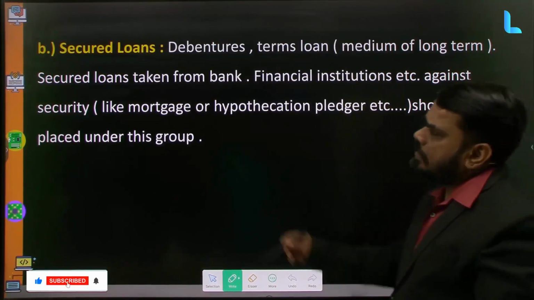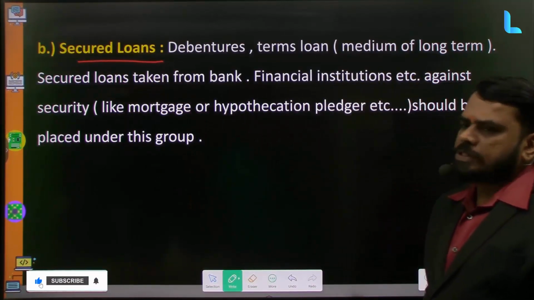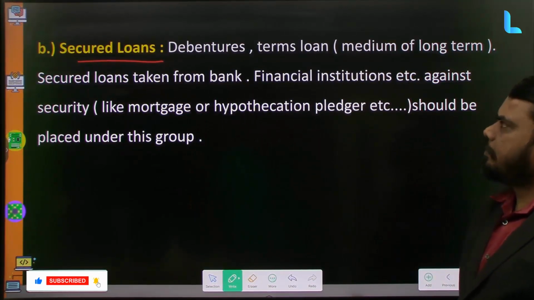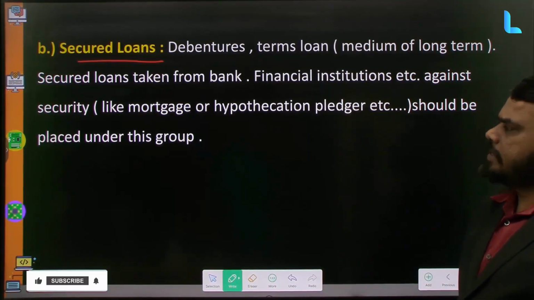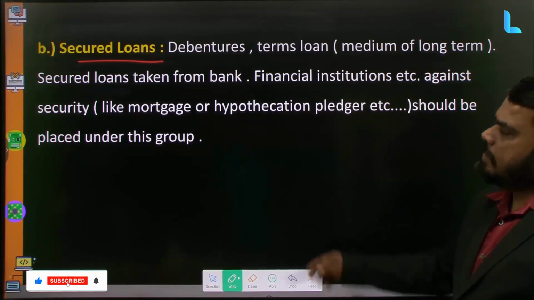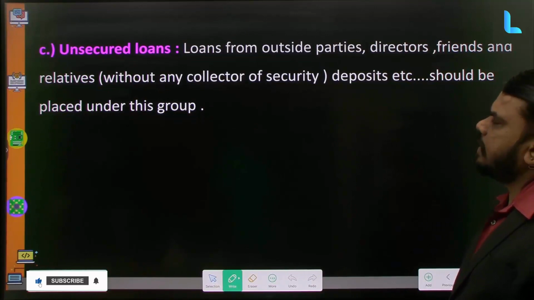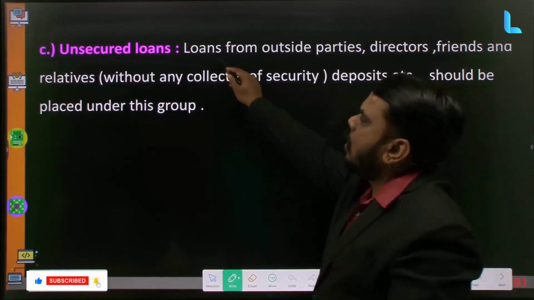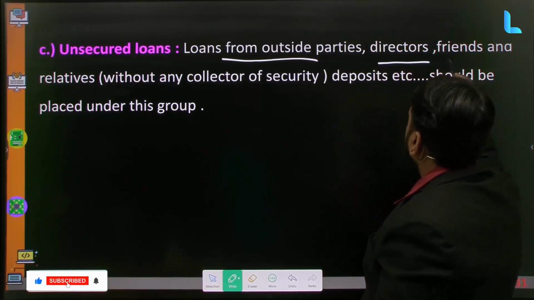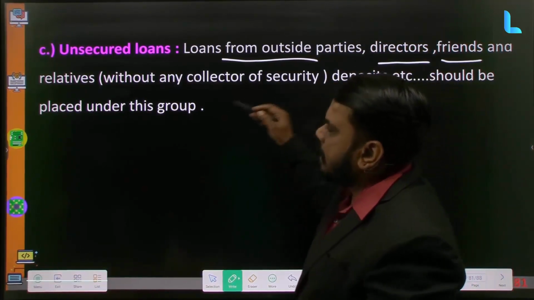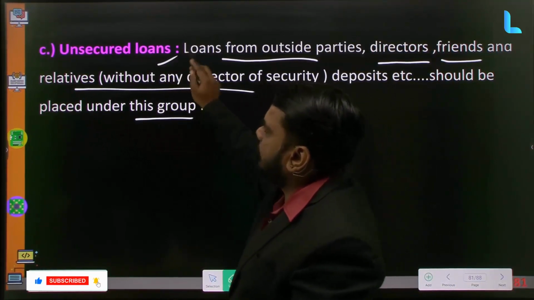Then we have secured loans. All the debentures and loans taken by the company on providing certain terms of documentation, like mortgage or hypothecation, come under secured loans. Next we have unsecured loans. These are the loans taken from outside parties without any documentation, or taken from a friend, a director or a partner of the company. So these are called unsecured loans.